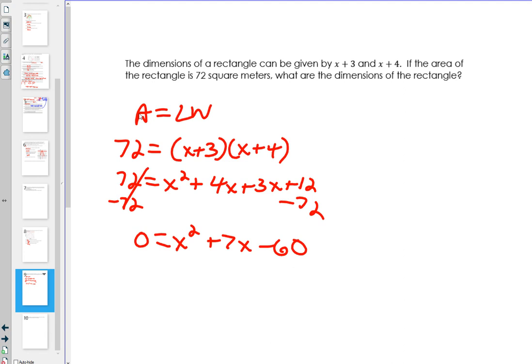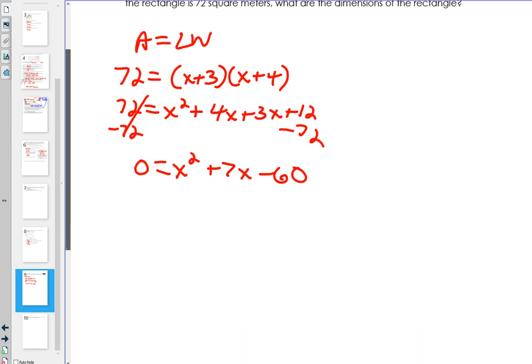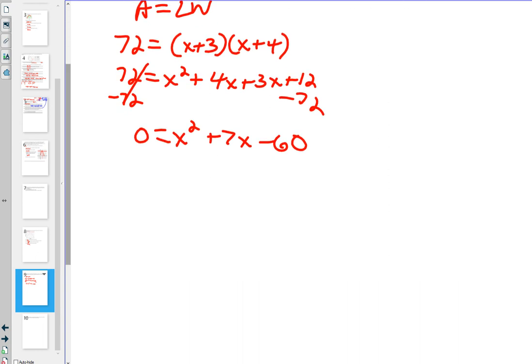Can you think of two numbers that multiply to give you negative 60 and add up to 7? Yeah, negative 5 and 12. So I can say x minus 5 and x plus 12. But if you can't come up with that, what's something else you could have done there? Quadratic formula. What I wrote on the board before. Negative b plus or minus.